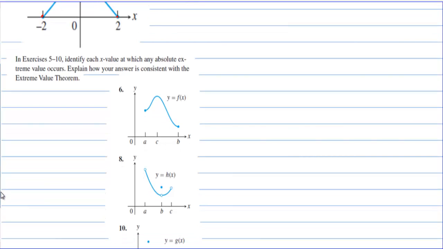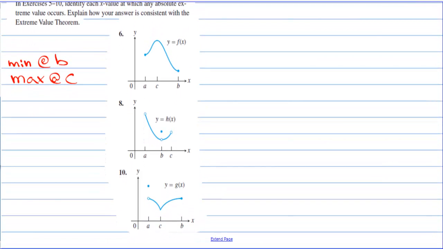In exercises 5 through 10, identify each x value at which any absolute extrema value occurs. Explain how your answer is consistent with the extreme value theorem. We're not going to worry too much about that. We have a minimum, we can only say at B, and a maximum at C. So we have a minimum at one endpoint and the maximum occurred at an interior point.